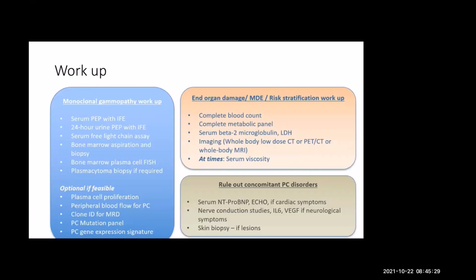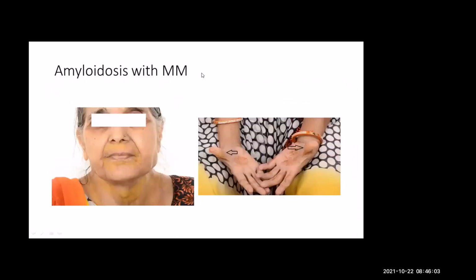And bone imaging. Nowadays we don't do skeletal surveys or routine X-rays because of the sensitivity issue. The recommended imaging modality is either a low dose whole body CT, PET CT, or whole body MRI, which is quite convenient, and they have some advantages in terms of response assessment as well. Sometimes you have to do additional workup, like if you are suspecting amyloid, then you want to look at whether the person has nephrotic syndrome or cardiac involvement, etc., depending upon the case. So this is basically the workup of newly diagnosed multiple myeloma.